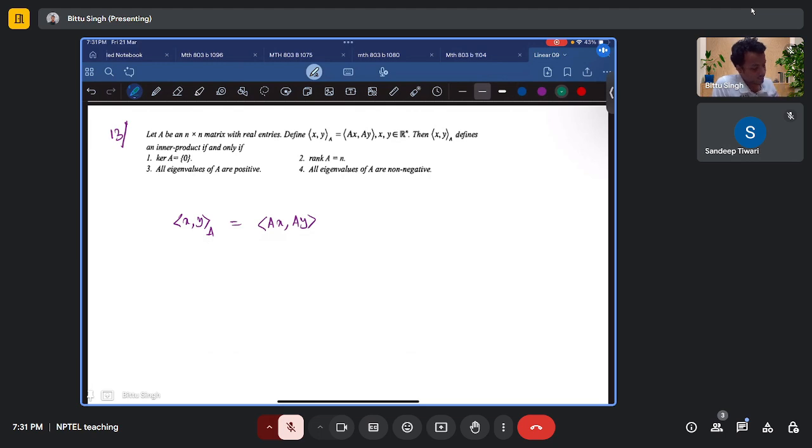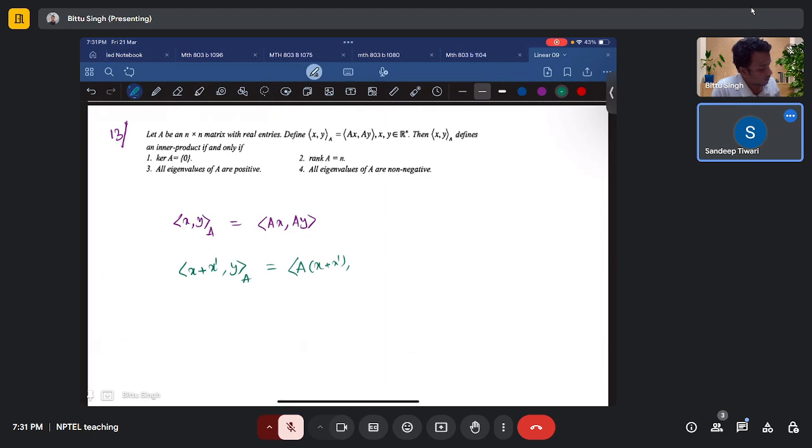Here we need to see a fact. When will this be an inner product? We need to check those kinds of properties. First one is homogeneity, where everything is over the real numbers. So x plus x dash comma y, by definition, is the same as Ax plus Ax dash comma Ay, and this is always true.